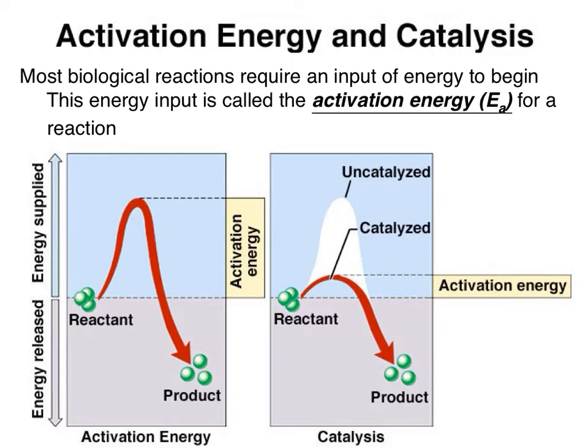So we can see this with our energy diagrams. Here is a typical reaction, reactants over here on the left, products on the right. We can tell that this reaction has released energy because the products have less energy than the reactants do.